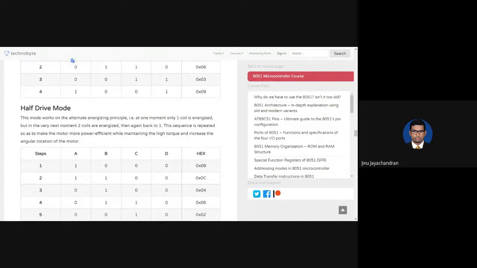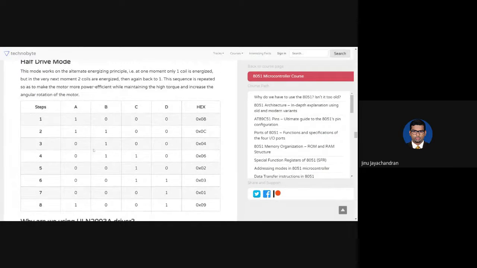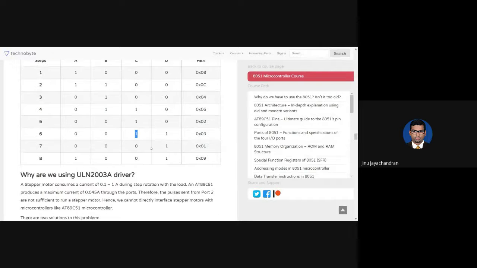Okay, and there is also half drive mode, where at some point you magnetize only one electromagnet, and at some point you magnetize both electromagnets. So it's actually alternate: first only A, then A and B, then only B, then B and C, then only C, then C and D, and so on. So this also has an average power consumption and an average torque. Okay, so these are all the different modes of the stepper motor.